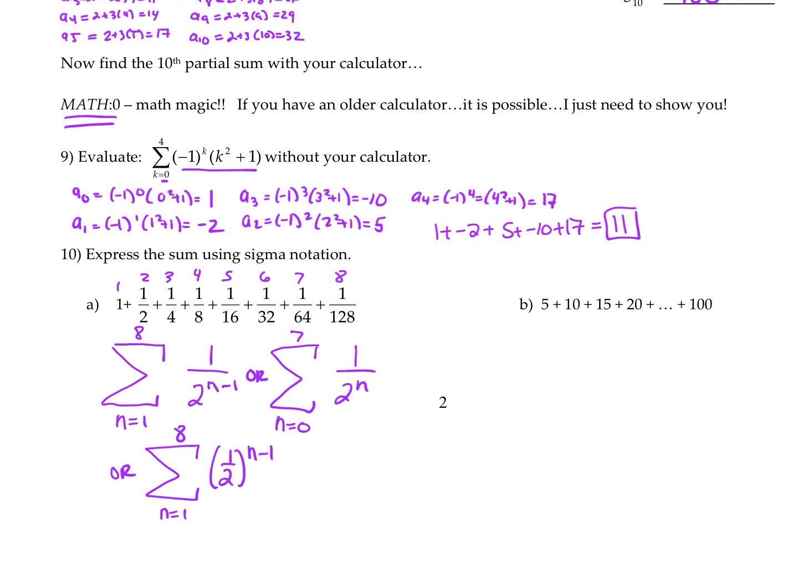In B, I can see that my first term is 5, but I don't really know what my nth term is, so I have to figure that out. I see I'm adding 5, add 5, add 5, so I think my formula would be just 5n. Let's check that. 5 times 1 is 5, 5 times 2 is 10, 5 times 3 is 15, 5 times 4 is 20. So I'm starting with the first term, and to get 100, my last term that they listed here was 20. So that's how I'd write the summation for B.